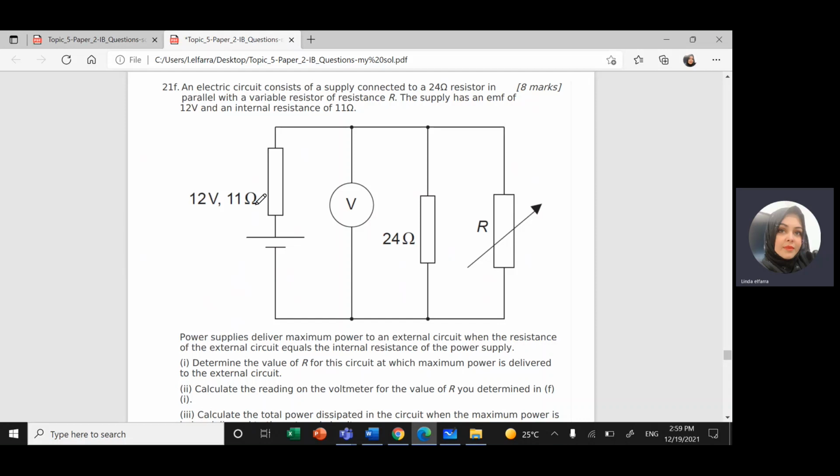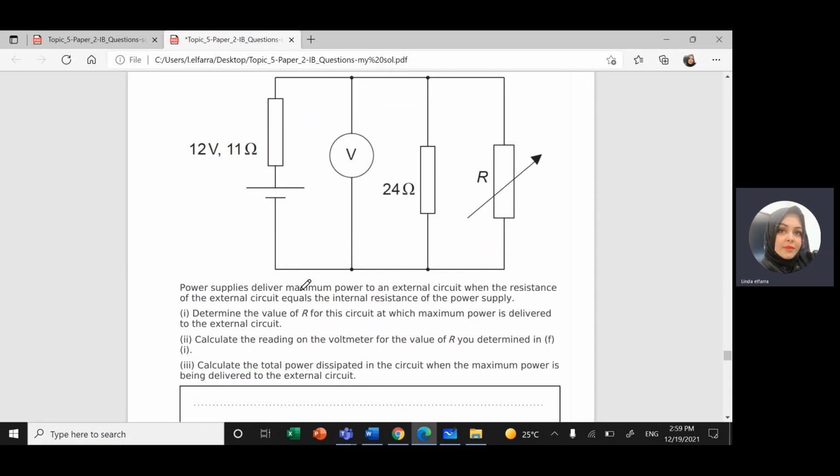resistance of 11 ohm. A power supply delivers maximum power to an external circuit when the resistance of the external circuit equals the internal resistance of the power supply. Determine the value of R for this circuit at which the maximum power is delivered to the external resistance. So I need to find R. R and 24, they're connected in parallel.